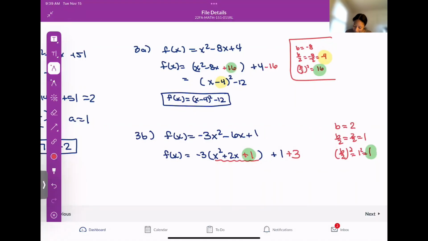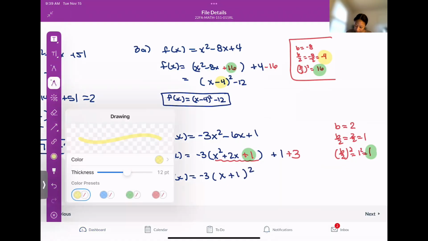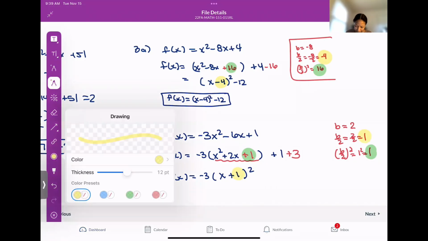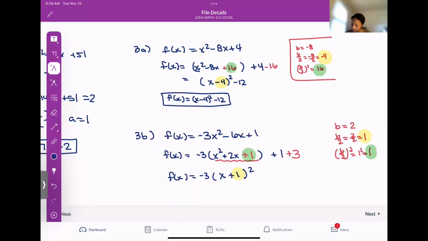Okay, now for the simplifying. And I promise we're almost done. This is the last step. Inside of the parentheses, x squared plus 2x plus 1 simplifies to x plus 1 squared. Whatever your b over 2 is, see over here we have b over 2, that's what ends up being here every single time. And then last part, we have plus 1 plus 3 on the outside, so that ends up giving us a plus 4. And that is our vertex form.